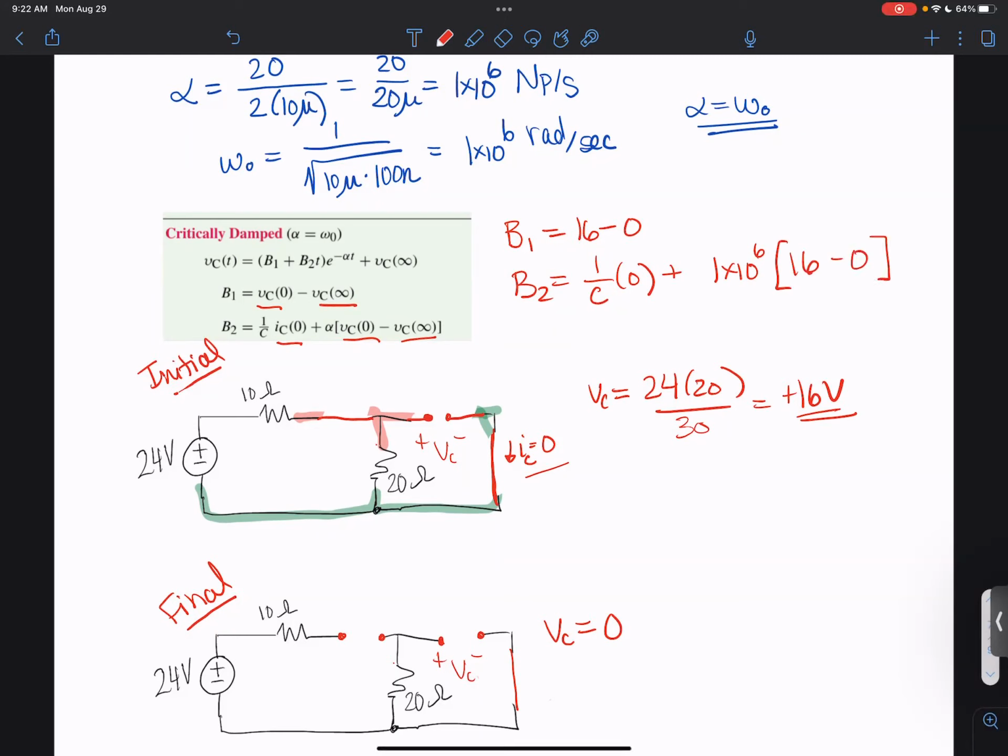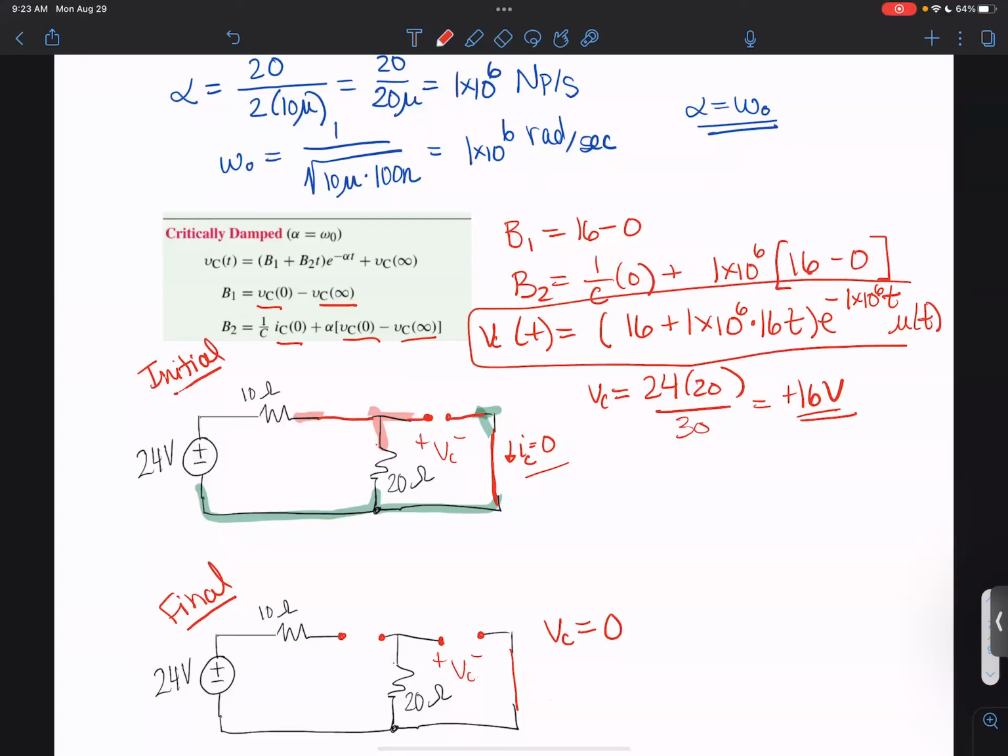So now we just plug that into the VC equation here. And we have B1 is 16. 1 times 10 to the 6 times 16 T, oops. E raised to the minus 1 times 10 to the 6 T. And then VC of infinity is 0 again. So that will be my equation, and I'm done. So hopefully not as hard as it looked. Looked a little scary at first, I know, but it's actually not too bad.